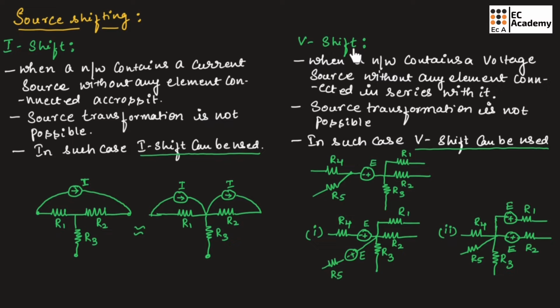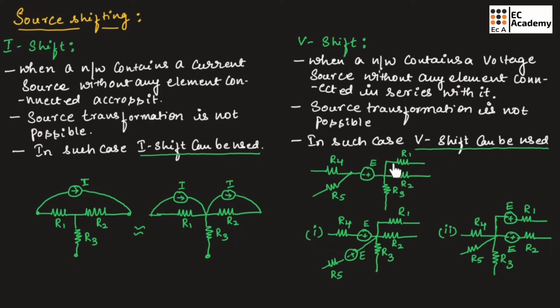Next is voltage shift. In voltage shift, when a network contains a voltage source without any elements connected in series with it, the source transformation is not possible. So in a given network, if no element is connected in series with the voltage source, then source transformation is not possible. In such case, we can use V shift or voltage shift.